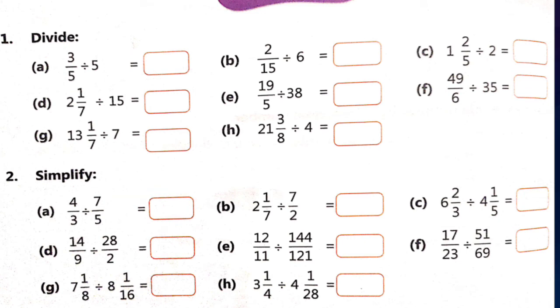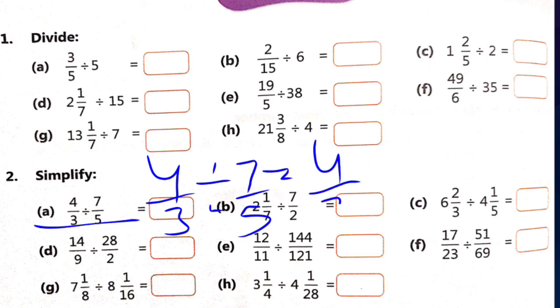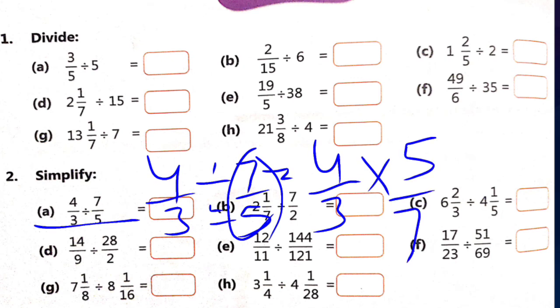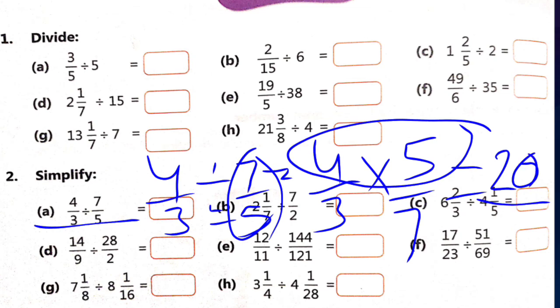The very first question says 4 upon 3 divided by 7 upon 5. So in this question, you just write 4 upon 3 as it is, change the division symbol to multiplication and take the reciprocal of 7 upon 5, that becomes 5 upon 7. So here 4 multiplied by 5 becomes 20, and 3 multiplied by 7 becomes 21. So that is your final answer. Come to the next slide.